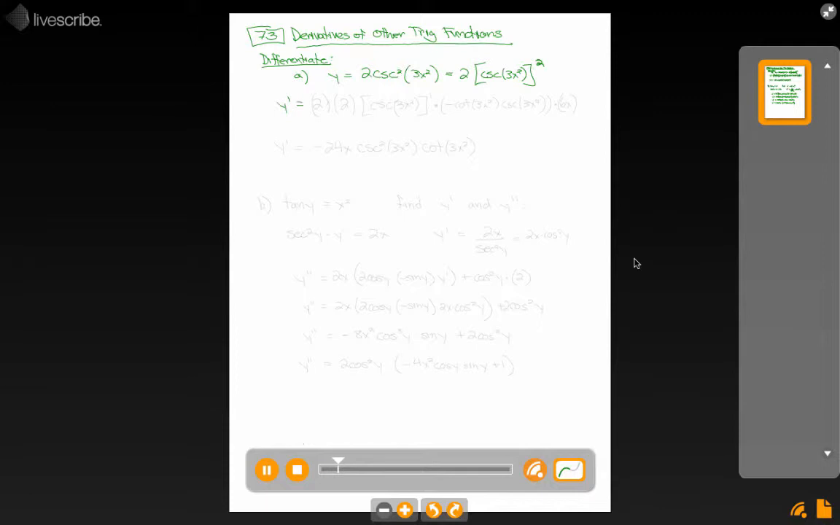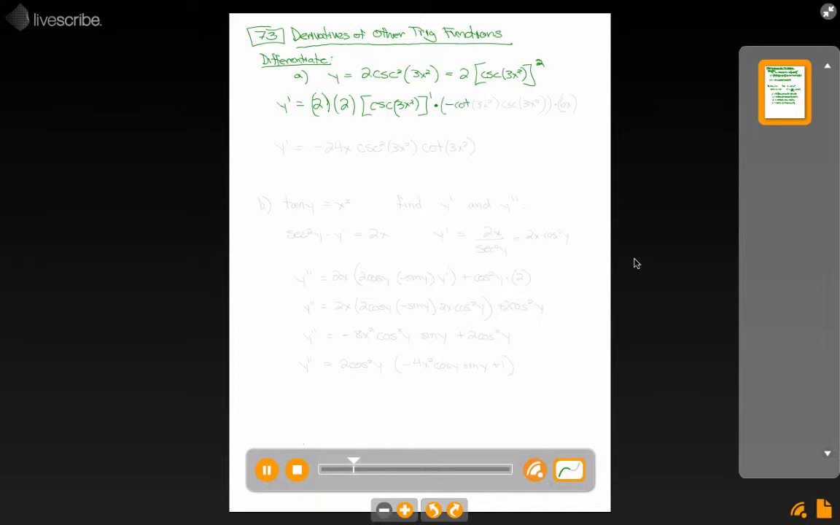Y prime then is going to be, so the 2 just sits out front, put the 2 there. But now we had something being squared, so we need to have 2 times cosecant 3x squared to the 1. Now we have to multiply by the derivative of cosecant. Now the derivative of cosecant is ugly enough in itself.